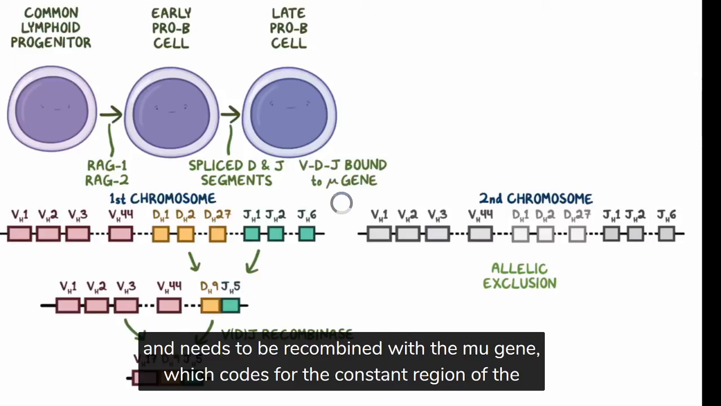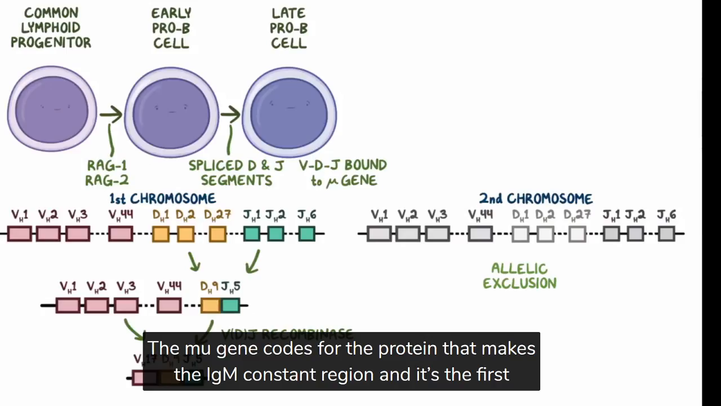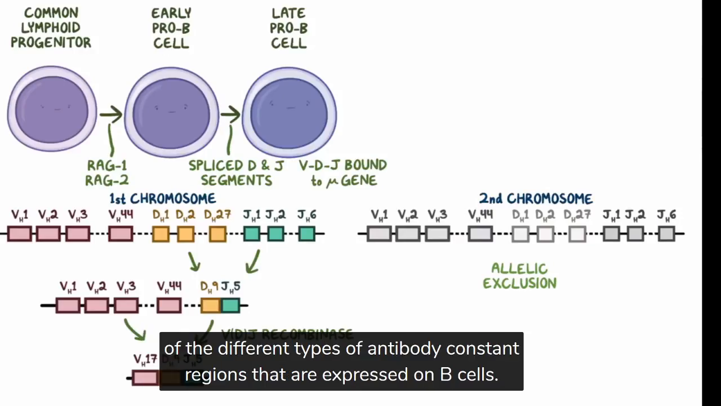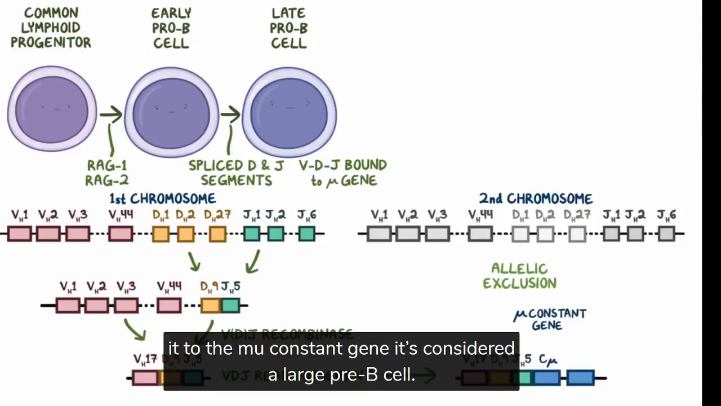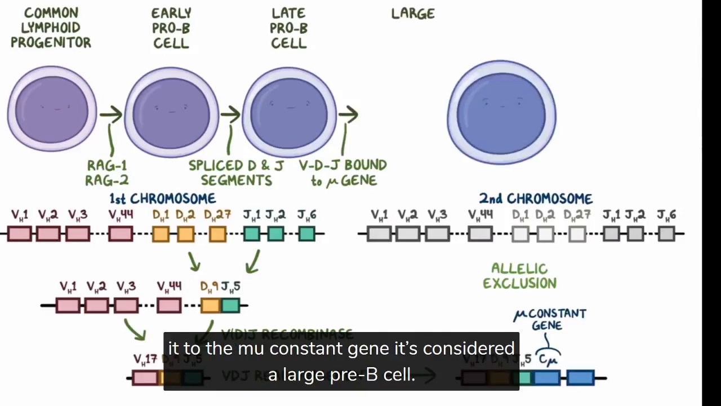which codes for the constant region of the antibody. The mu gene codes for the protein that makes the IgM constant region and is the first of the different types of antibody constant regions that are expressed on B cells. Once a cell has successfully completed VDJ rearrangement on the heavy chains and bound it to the mu constant gene, it's considered a large pre-B cell.